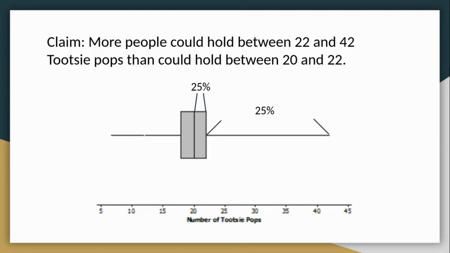The key difference is that the people who could hold between 22 and 42 were much more spread out, or had a much greater variability, whereas the people holding 20 to 22 Tootsie Pops all held very close to the same amount. A possible representation of this data could be shown in this dot plot. Notice how there are only a few select outliers that make our final quartile cover such a wide range, whereas our interquartile range contains many clustered data points. As you progress through today's lesson, you're going to continue interpreting and creating box plots.